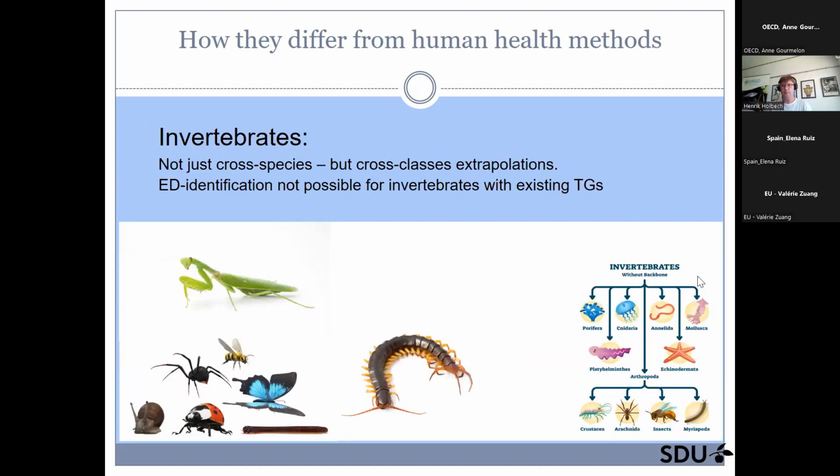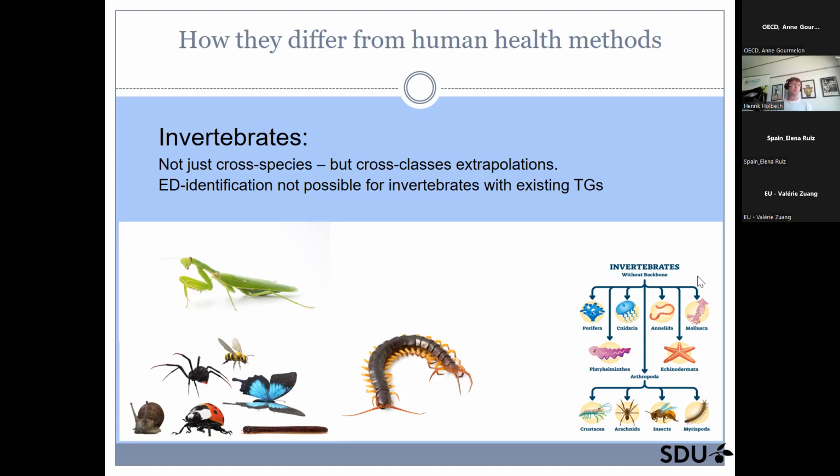Next slide, please. Invertebrates, covering more than 95% of all animal species. Here, with the existing testing strategy and test guidelines, we are not just doing cross-species extrapolations, we are also doing cross-classes extrapolations. For example, echinoderms are not covered by the existing guidelines.